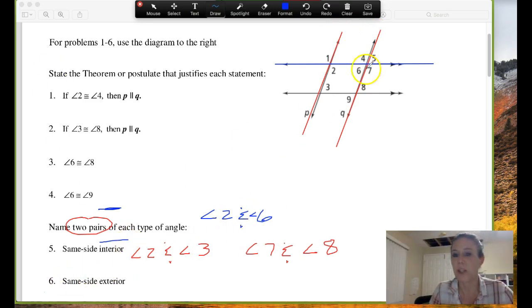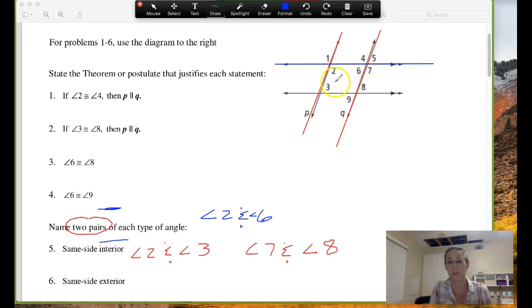Now, same side interior angles are not congruent. I just looked, guys, in the book, theorem 11 in the back of your book in the postulate section says if two lines and a transversal form same side interior angles, they're not congruent. They're supplementary. They add to be 180. It's the only one that's not the congruent theorem.